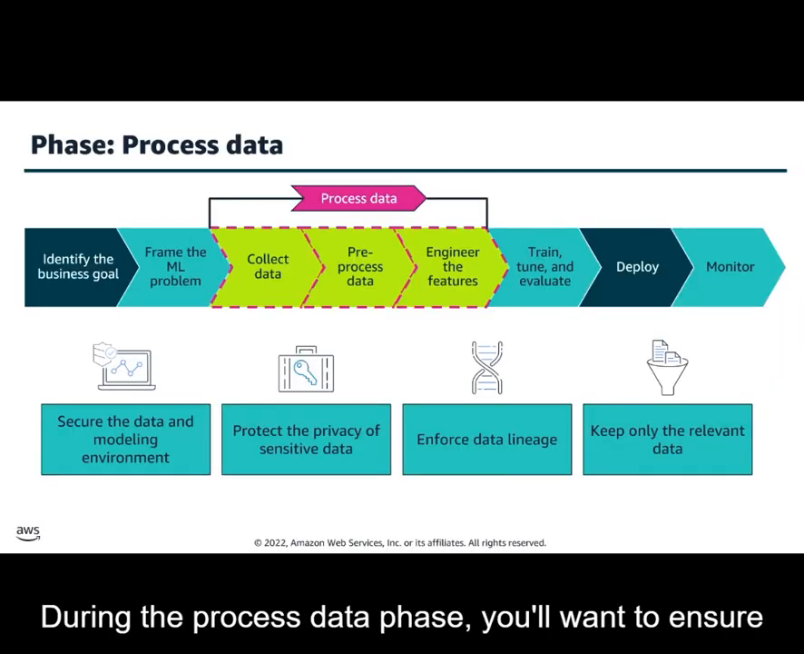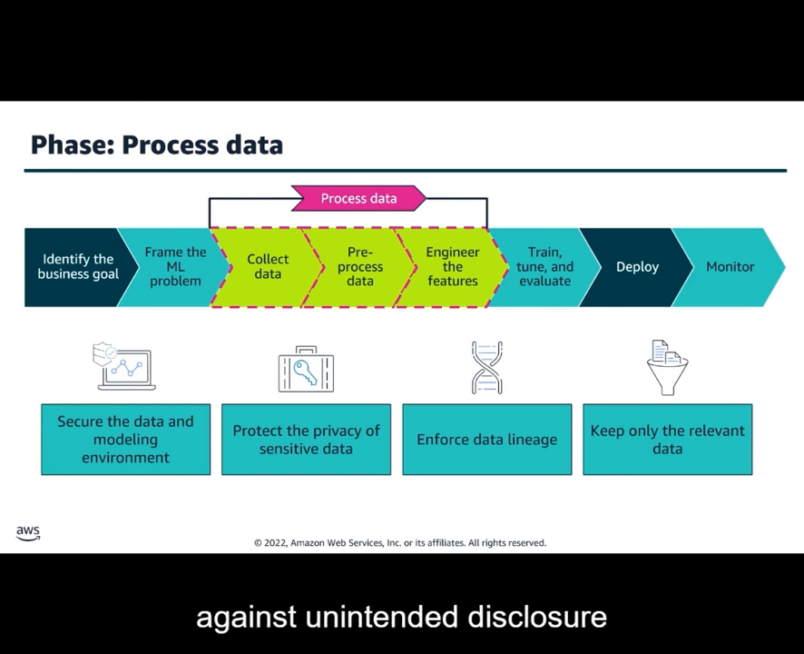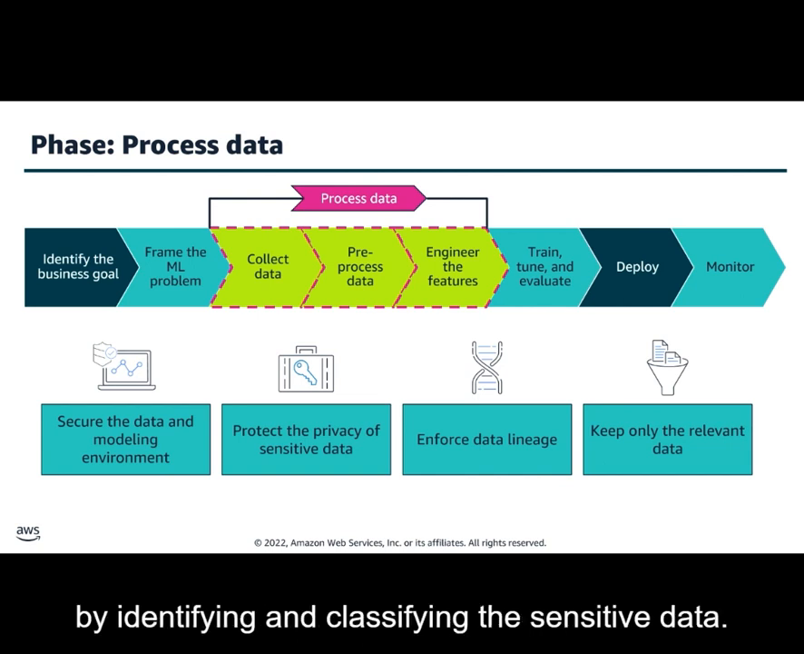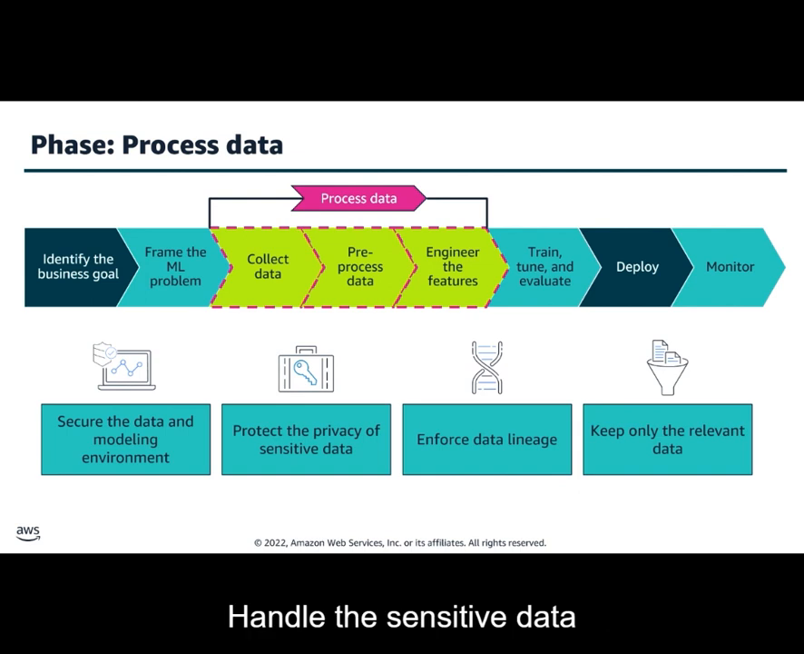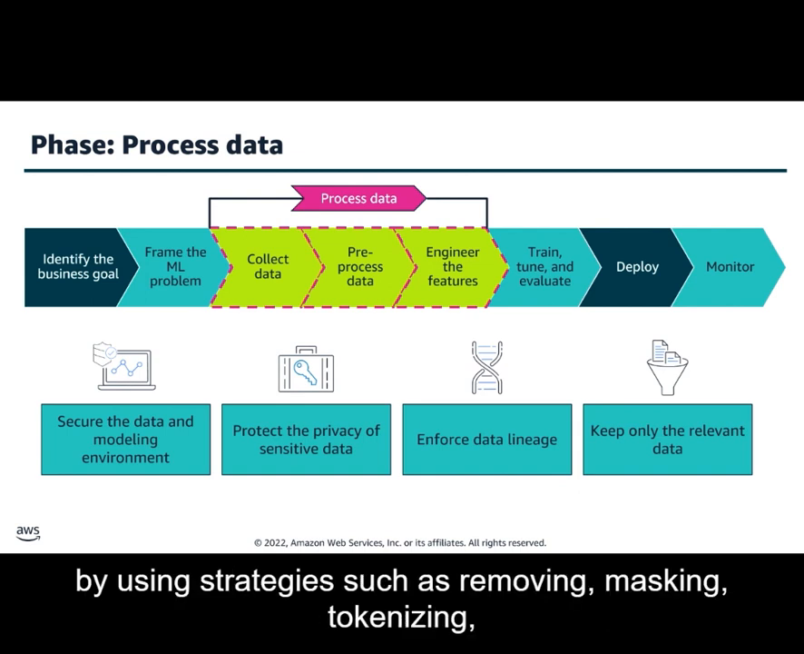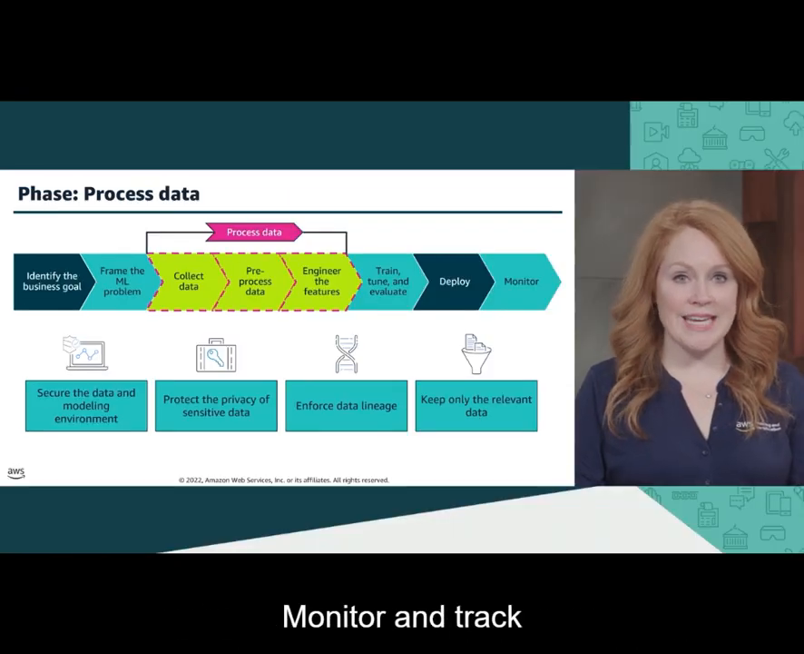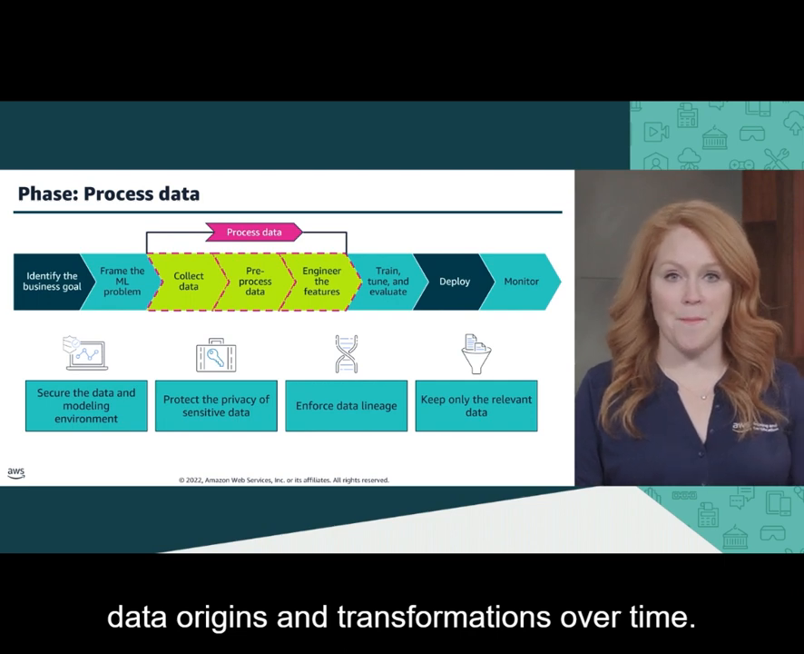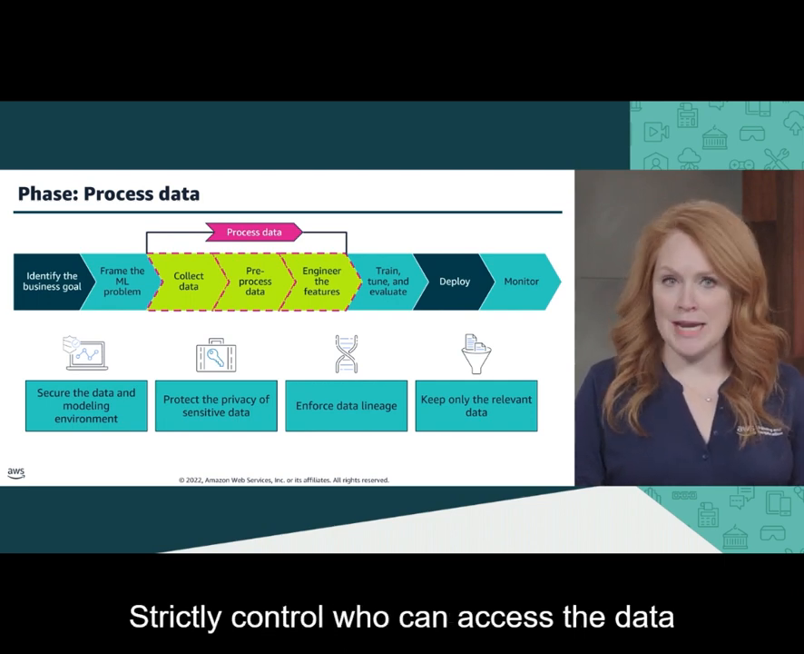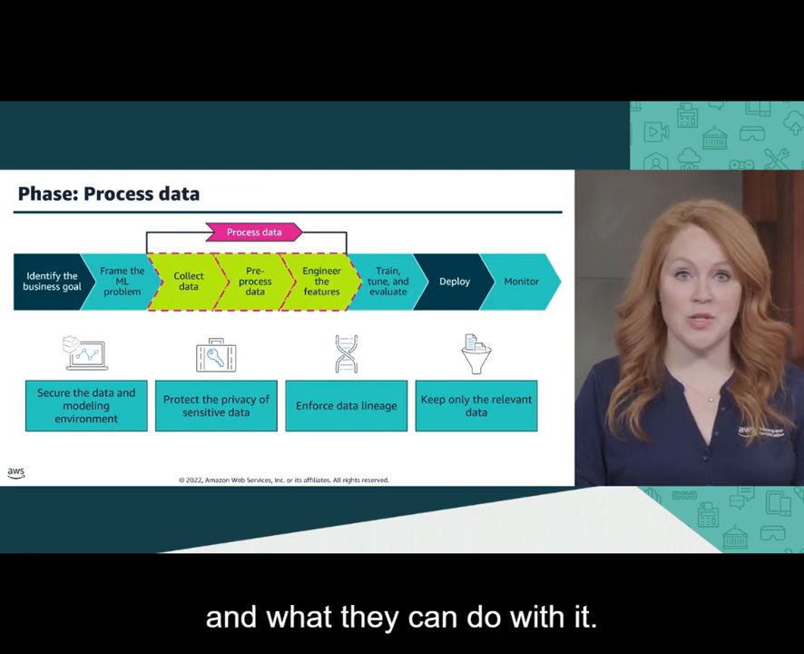During the process data phase, you will want to ensure you are protecting sensitive training data against unintended disclosure by identifying and classifying the sensitive data. Handle the sensitive data by using strategies such as removing, masking, tokenizing, and principal component analysis. Document best governance practices for future reuse and reference. Monitor and track data origins and transformations over time. Strictly control who can access the data and what they can do with it.